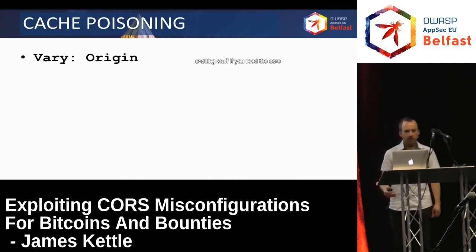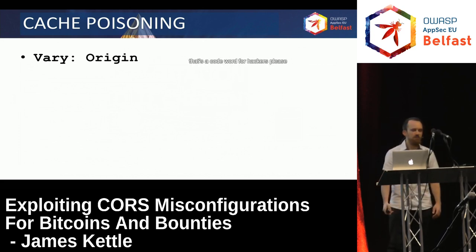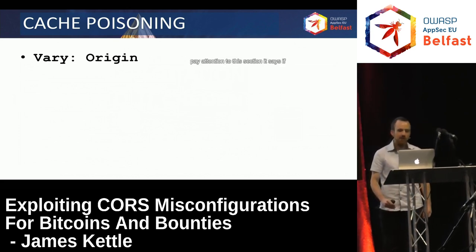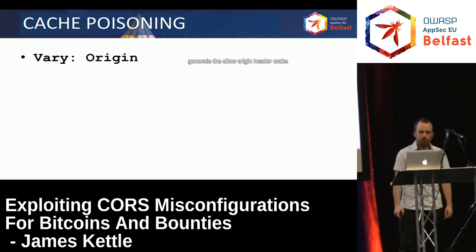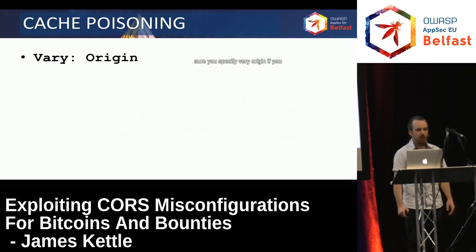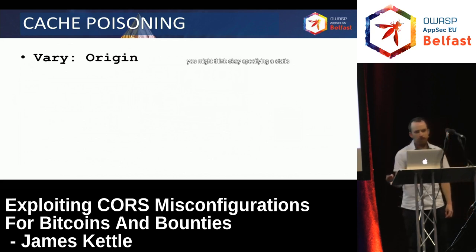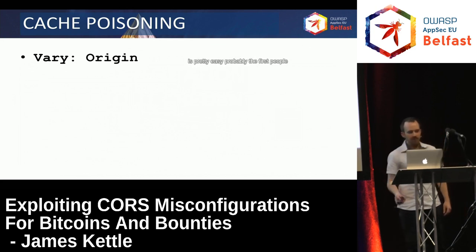Now for some more exciting stuff. If you read the CORS specification, you'll find a section titled Implementation Considerations. And that's a code word for hackers. Please pay attention to this section. It says, if you dynamically generate the allow origin header, make sure you specify Vary: Origin. If you don't, then something may go wrong. And you might think, okay, specifying a static header, who could fail to do that? That sounds really easy. And I guess it is pretty easy.